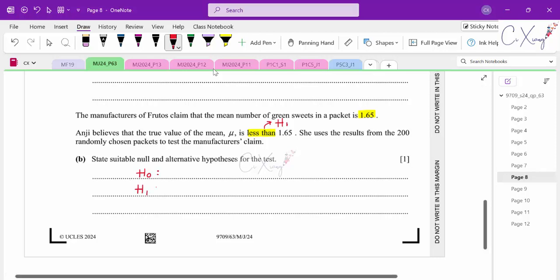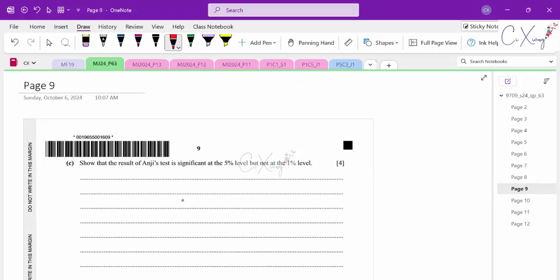They are going to test the population mean. The manufacturer claims that the mean is 1.65, but Angie feels that it should be less than that. So mu should be less than 1.65. This will be your alternative hypothesis. So this is part B. Then continue to the next part, which is part C.